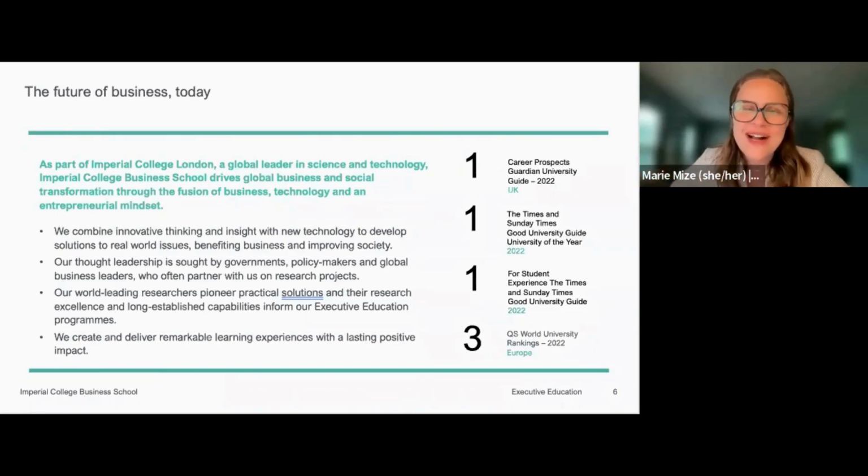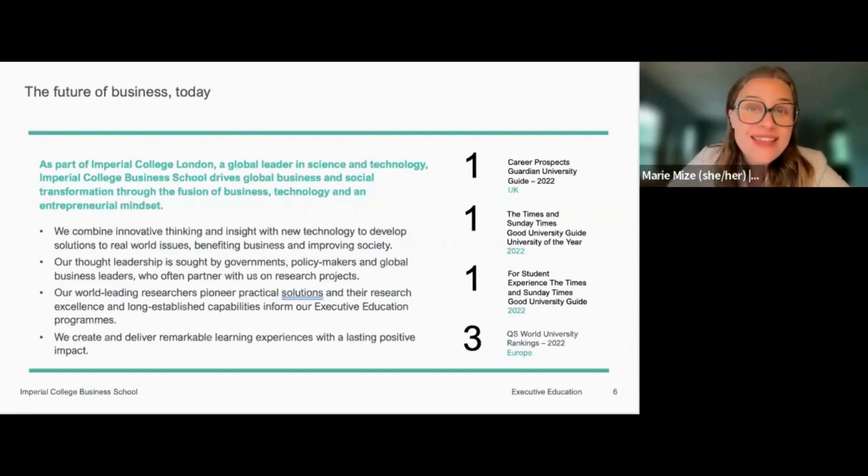So how are we doing that? Here at Imperial College London, we are a global leader in science and technology, driving business and social transformation through the fusion of business, technology and an entrepreneurial mindset. So really this cross-disciplinary approach, allowing you to gain the insights that you need, those business fundamentals, frameworks, and methodologies, but doing so with technology and an entrepreneurial mindset, allowing you to really bring your learning into a place of practical application in a way that's agile, flexible, and will continue to benefit you throughout the landscape ahead.